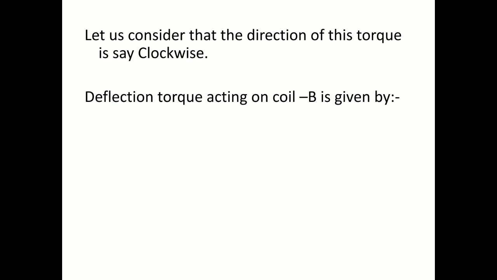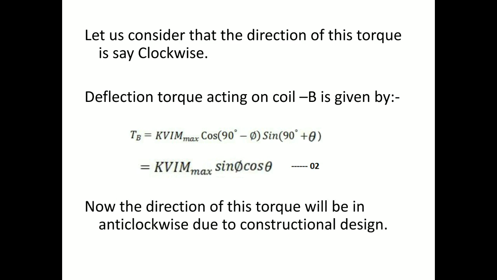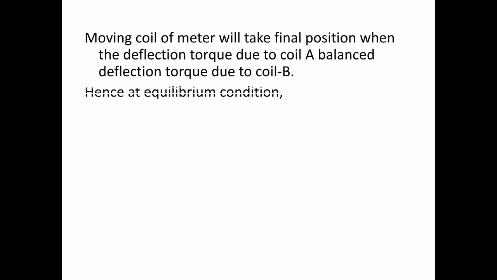Similarly, we can write the expression for deflection torque acting on coil B as TB equals K V I M max cos of 90 minus phi into sine of 90 plus phi. And if you apply the basic properties of trigonometry here, you will get equation number 2. Now, because the design of both coils is such that if the torque acting on coil A is clockwise, the torque acting on coil B will be anticlockwise, at equilibrium condition we balance these two torques. So TA is equal to TB.